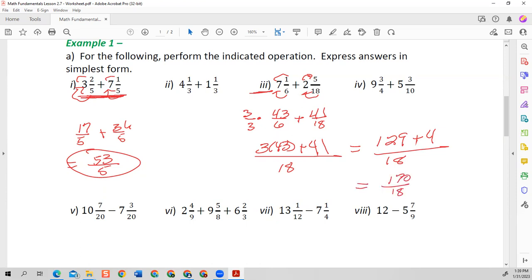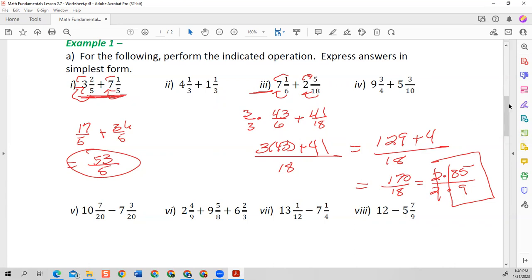Before I say I'm done, let's check. I know 18 is divisible by 2 and 3. Let's check 170. Is 170 divisible by 2? Yes. 2 times 85, and 2 times 9. Let's reduce it by 2. Now, is 85 divisible by 3? It's not. So we are done. Our answer is 85 ninths.